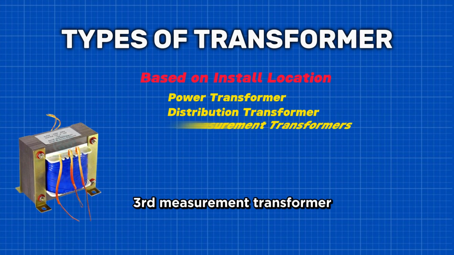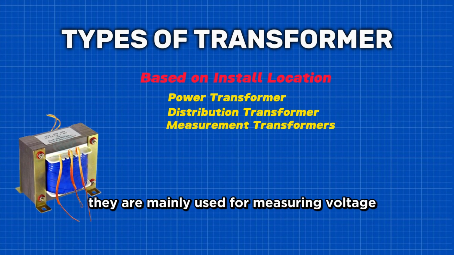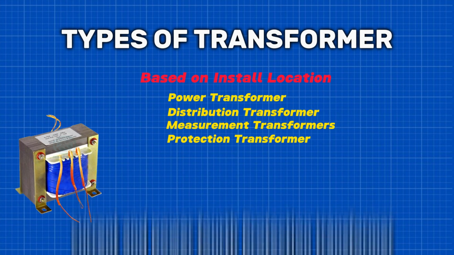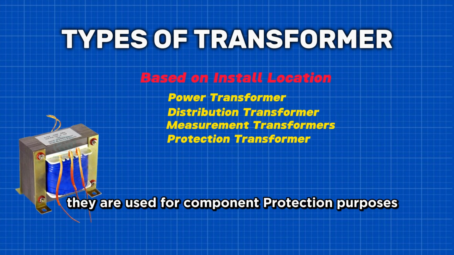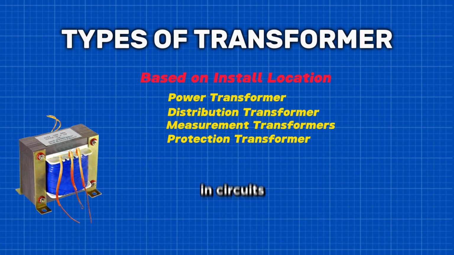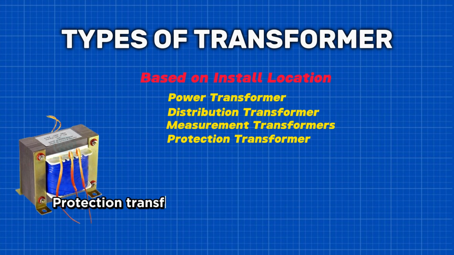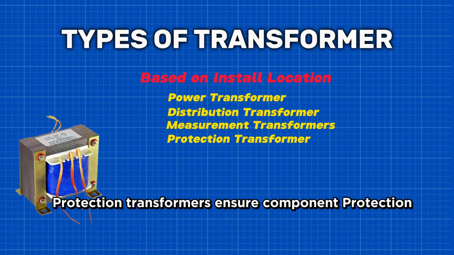3. Measurement transformer. They are mainly used for measuring voltage, current, and power. 4. Protection transformer. They are used for component protection purposes. In circuits, some components must be protected from voltage fluctuation, etc. Protection transformers ensure component protection.